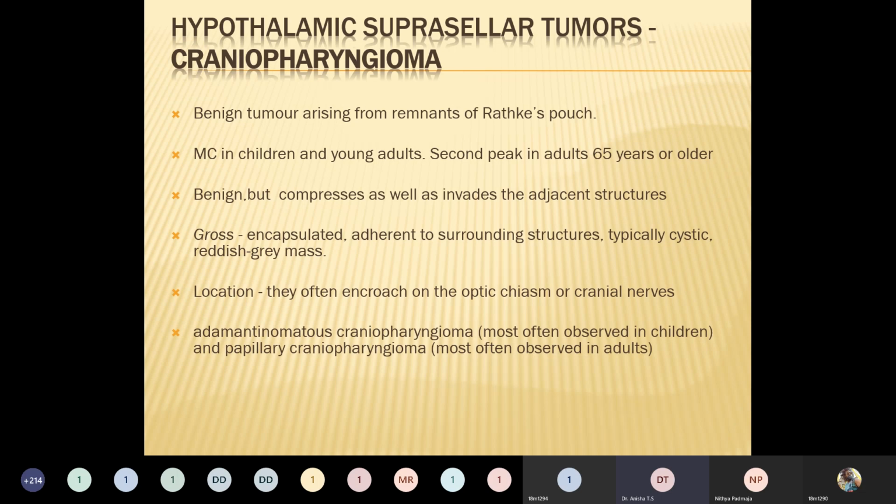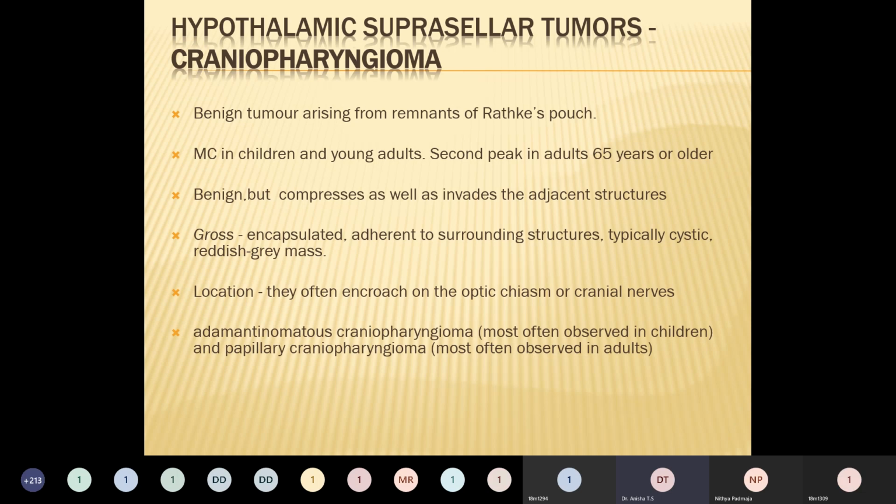This tumor is benign, but because it starts growing, it compresses all the adjacent structures. So it is benign, it is well encapsulated, and it also sticks or adheres to the surrounding structures, and it has a typically cystic or reddish gray mass, and they often encroach on the optic chiasma and the cranial nerve. So the patient actually presents with loss of eyesight.